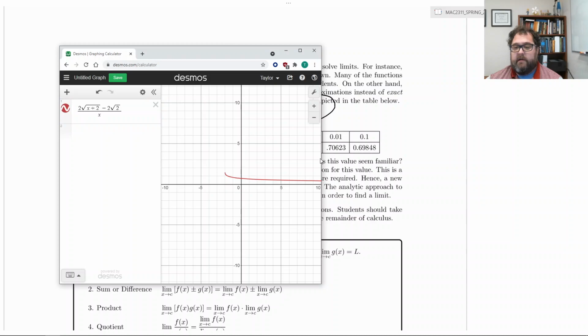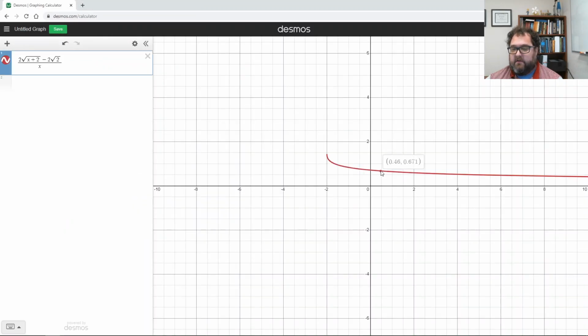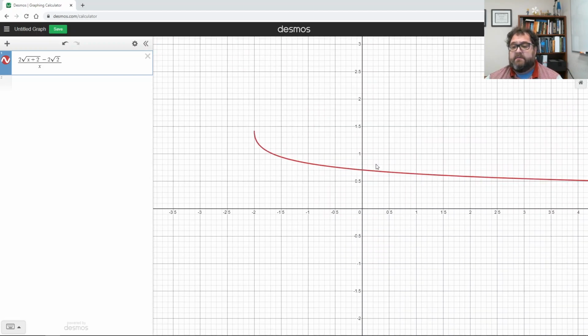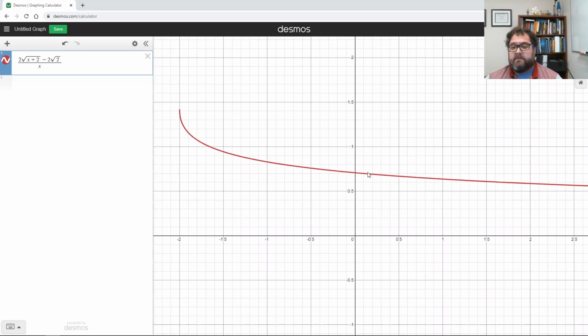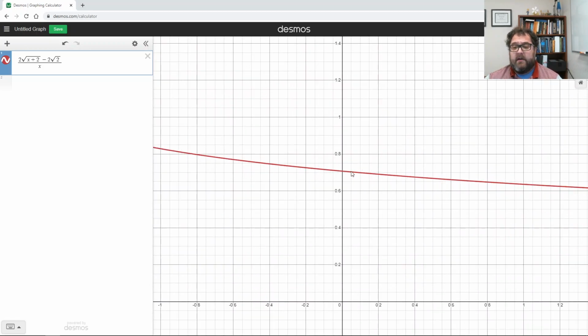Now, even though we have the graph there, clearly it's undefined at 0. That's where we're trying to find the limit. But it looks like there clearly is a trend in the y values. There's no asymptote, no unbounded behavior here. Clearly there is a limit, because as we approach 0 from the right and from the left, we seem to be approaching about 0.7 from both sides.